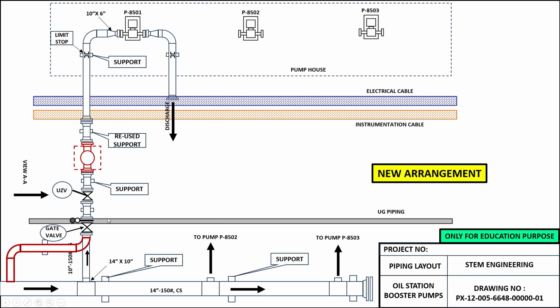So what I can see is that it is not causing any other trouble, because we are just going to do a little bit of modification at the upstream side, and the support location is also not causing any trouble. So I'm going to give a confirmation to the stress analysis that this routing is perfectly okay.